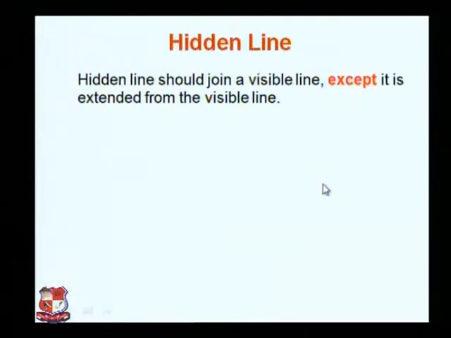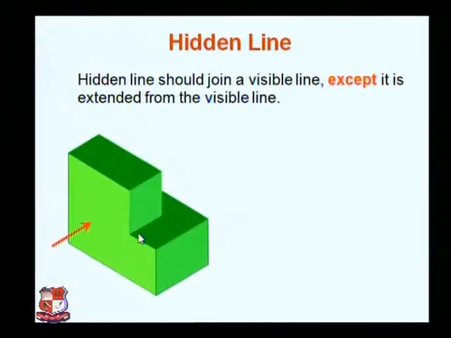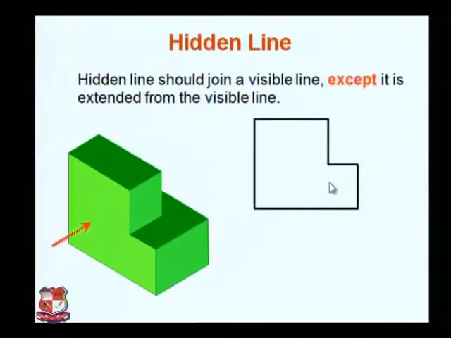Now hidden line. The hidden line should join a visible line except when it is an extension of the visible line. Like this. This is an object. If you look from here, this is the view of this object. This type of shape would be there, and this is the dotted line to represent this edge which is behind this, which is not visible. So the dotted line is drawn over here. This is the correct method to draw a dotted line.